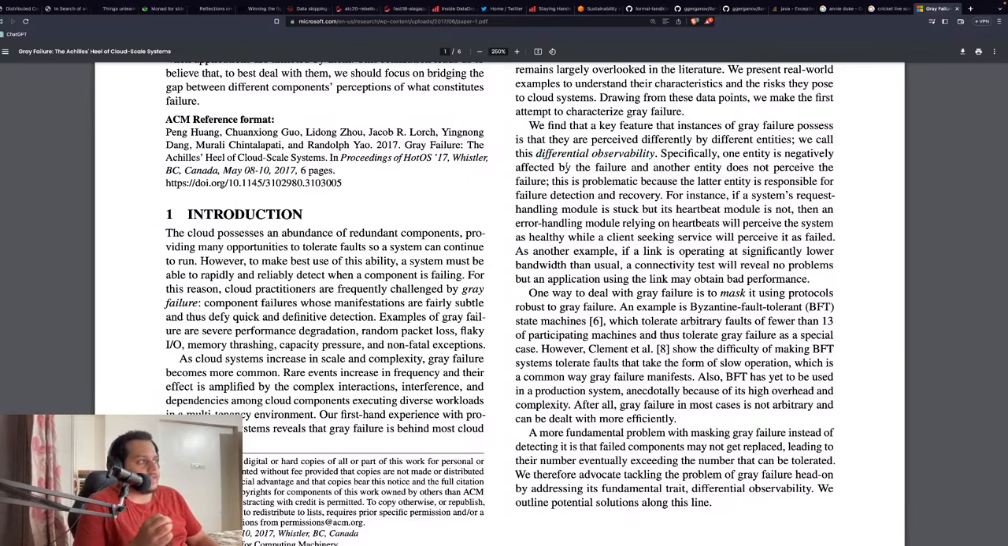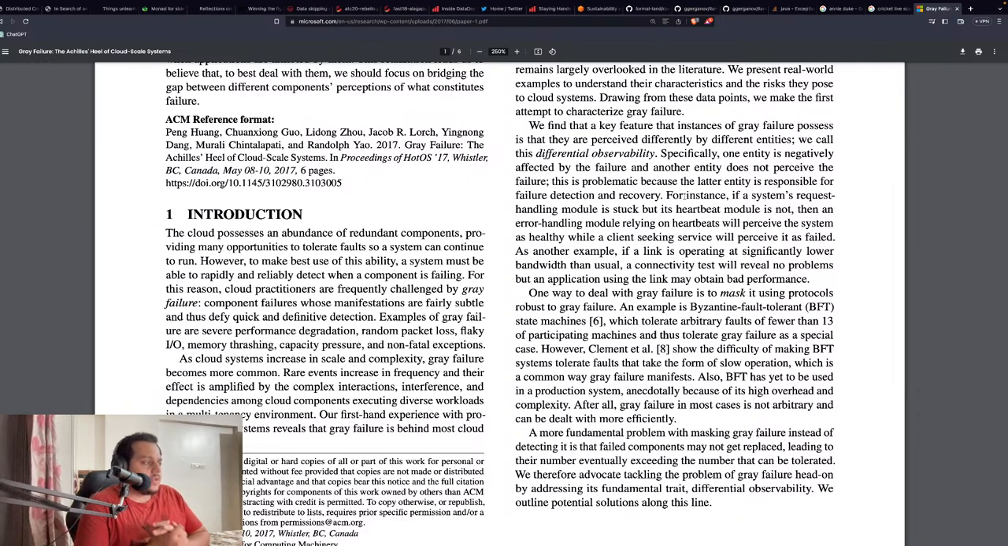Specifically, one entity is negatively affected by the failure and another entity does not even perceive that failure exists. This is problematic because the latter entity is responsible for failure detection and recovery. For instance, if a system's request handling module is stuck, but the heartbeat module is not, then the error handling module relying on the heartbeats will perceive that the system is healthy, while the client seeking service will perceive that it has failed. Another example is if a link is operating at significantly lower bandwidth than usual, then the connectivity test will reveal no problem because the system is reachable. However, the bandwidth or the speed of connection might be bad.